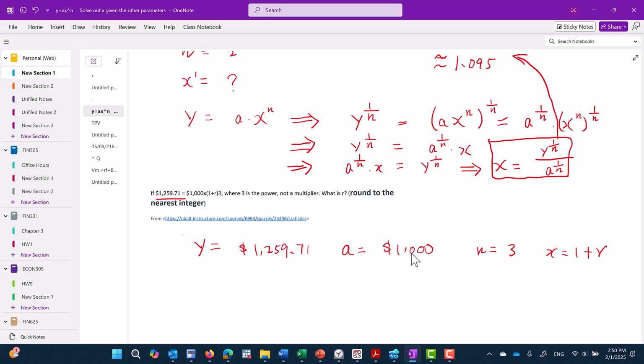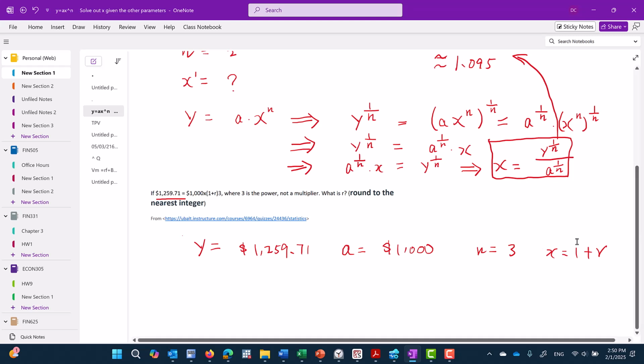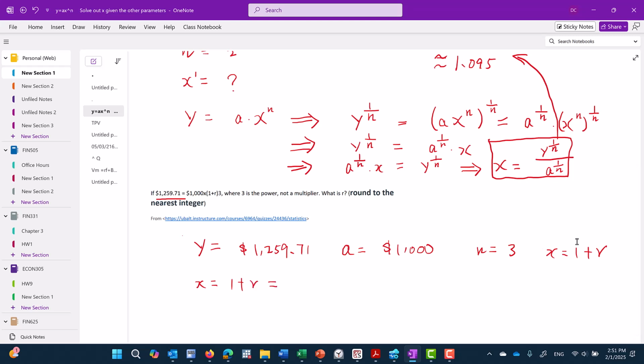So eventually, solving out this 1 plus r, or r, will be equivalent to solving out the x in this equation. So that's why I talked about this very general form of a power function first, and then we can apply that technique to solve this equation in the area of financial applications. So now let's go back. So again, x in this case equals 1 plus r, right? And that equals applying this equation here, right?